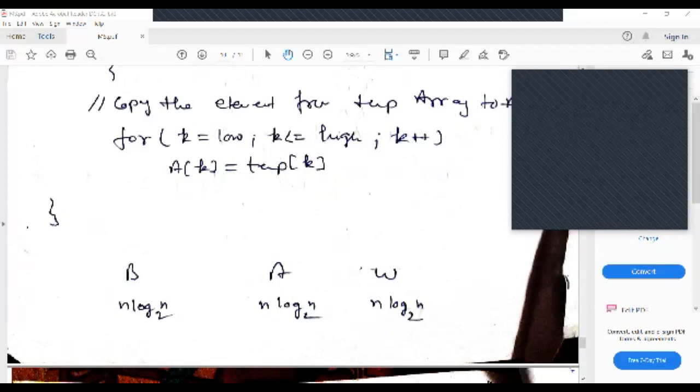ठीक है, अब मैं अभी क्या डिस्कस करूंगा? I will discuss the complexity of this merge sort. ठीक है, अगर किसी को दिक्कत होगी तो पूछ सकता है इसमें, इसके किसी भी पार्ट में.